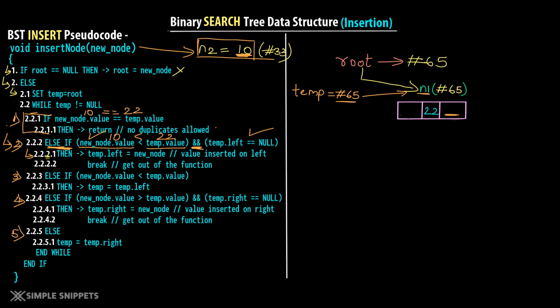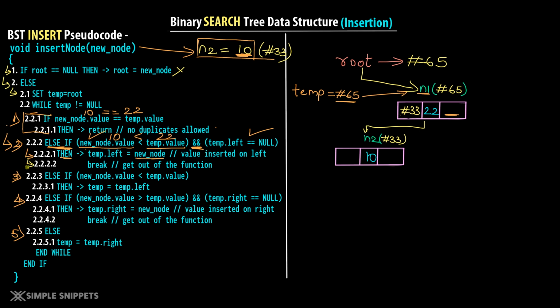which is 2.2.2.1, and we say then temp.left equals new node. So this new node n2 is now appended, or attached, or inserted as the left child of temp. Temp is pointing to n1, so n1's left child now will become n2. So let's create n2 over here. n2 is created over here. Temp.left will store the address of this new node, which is n2. What is the address of this new node n2? It is hash 33. So hash 33 will be stored in temp's left. Temp is pointing to n1. n1's left will now have 33. And this is how you add a new node to the left.